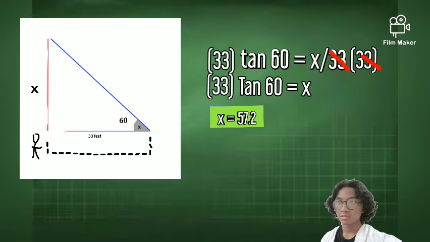However, we're still missing something, which is my height. We have to count my height from the ground up to the eye level, which is the missing height. And I've measured my height, and it's 5.3 feet. Add them together and bam. The answer is 62.5 feet. That's how tall the building is.